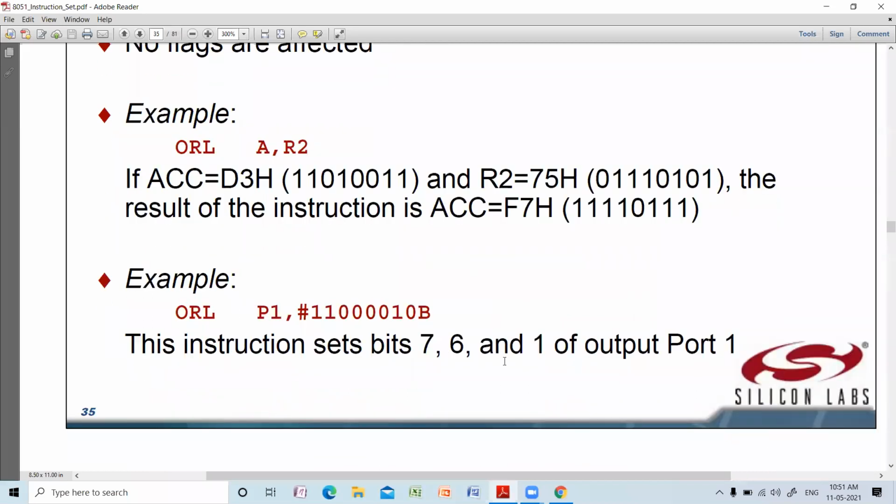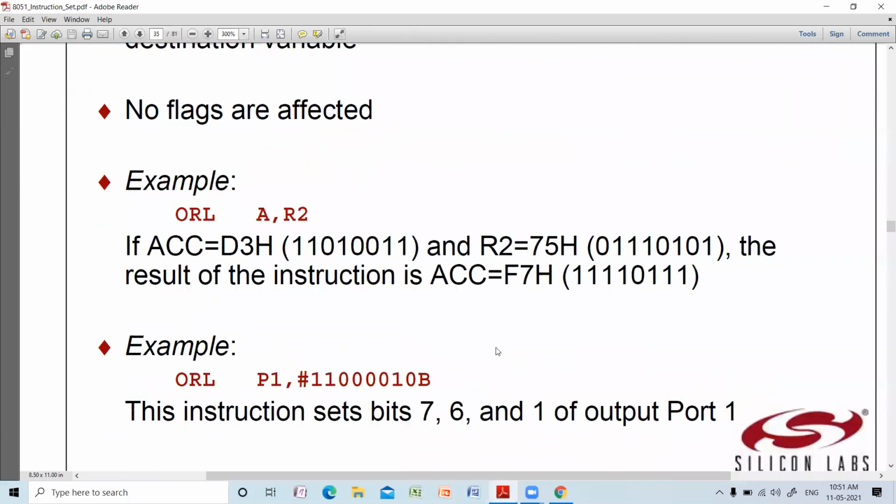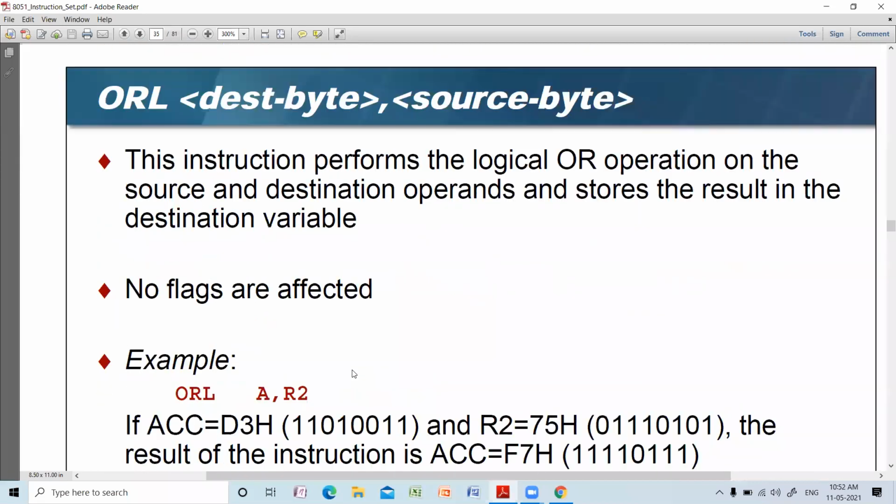And this instruction is used in IO programming to set particular port lines. An example is given here. You can just see ORL P1, hash, a binary pattern you are giving. That means line number 7, line number 6, and line number 1 of port 1 are set. This is how the OR instruction is used. So this is a very important instruction. So let us see that.